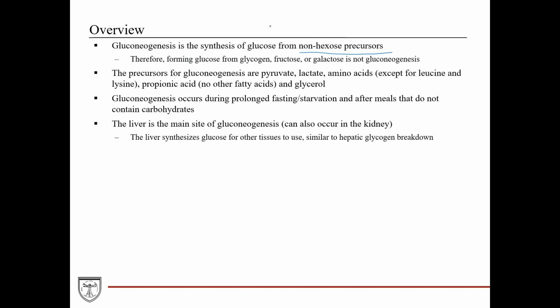And so you'll also hear this referred to as de novo synthesis. So forming glucose from glycogen, like we talked about in the previous lectures, glycogen breakdown, forming it from fructose or galactose, that is not gluconeogenesis. So gluconeogenesis is forming glucose from essentially non-carbohydrate precursors. And you'll see where that comes into play here in a second.